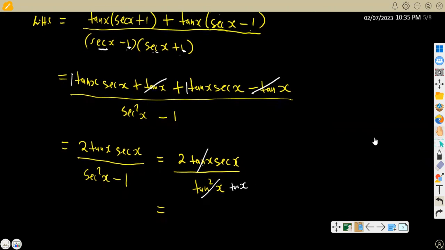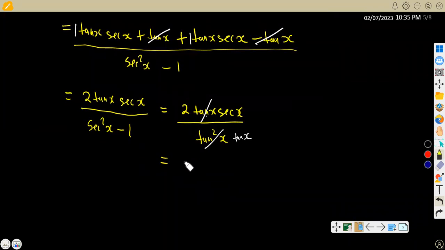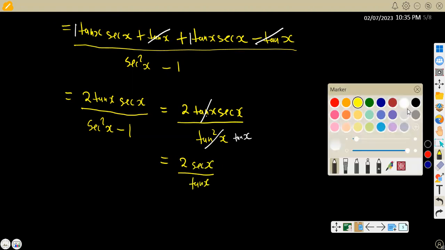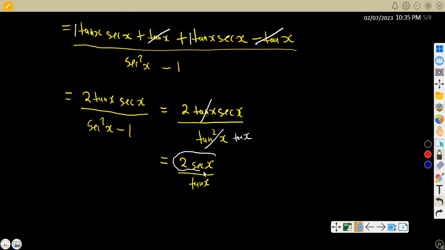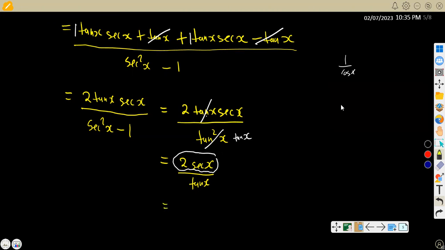Okay. So we can write this. I want you to be very, very careful. Let's move on together here. This was supposed to be like this: 2 sec of x over tan of x. But we know that sec is actually taken from 1 over cos of x. So this part is going to be 1 over cos of x for sec, then you multiply by 2. So if you multiply by 2, it's the same as 2 over cos x.